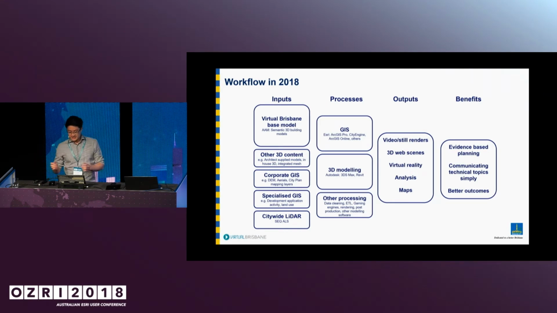So why do we do all this stuff? We produce a lot of video and still renders. We're beginning to produce more and more 3D web scenes and virtual reality outputs. And the humble 2D map and analysis as well, we still do a lot of that. And why do we do this sort of stuff? Ultimately, it's for evidence-based urban planning. Often what we do is very complex. So what we're able to do is, through this 3D process, communicate very technical topics simply. And ultimately, it's for better outcomes for the city.